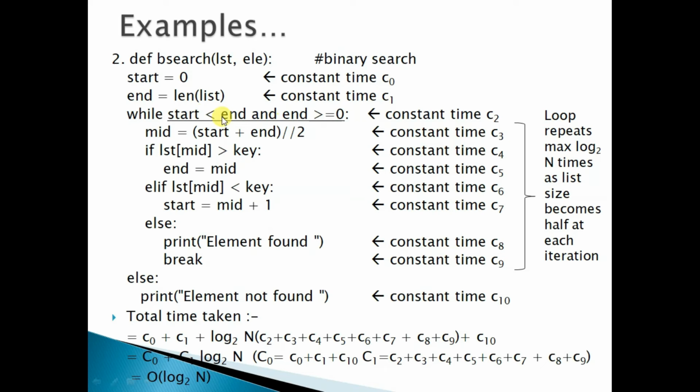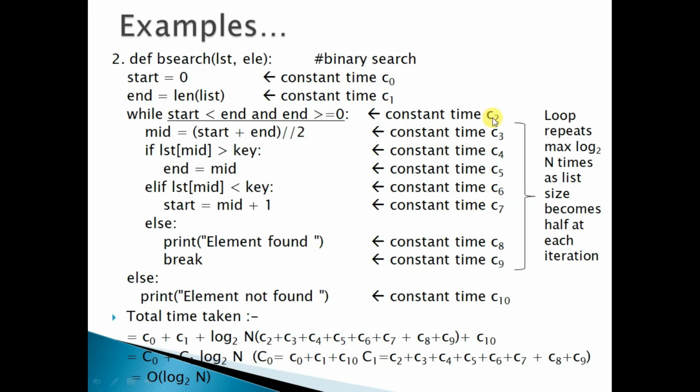Now we see binary search. This is the program of binary search using a function. You can see how we have calculated the time complexity. These two statements are general statements, which will require some constant time. Then we have a while loop. This loop also has a statement, that is a condition statement.